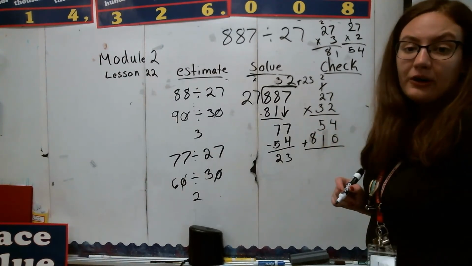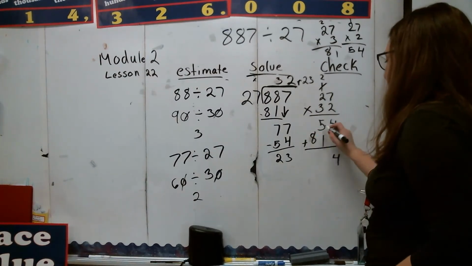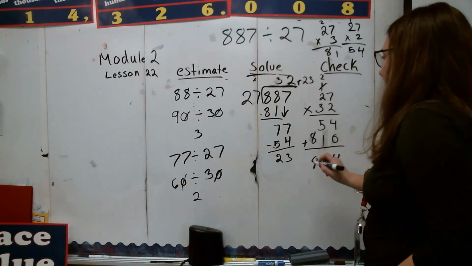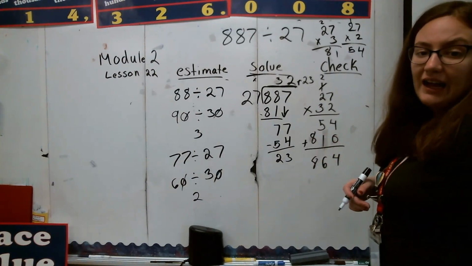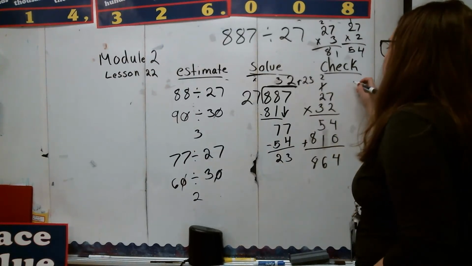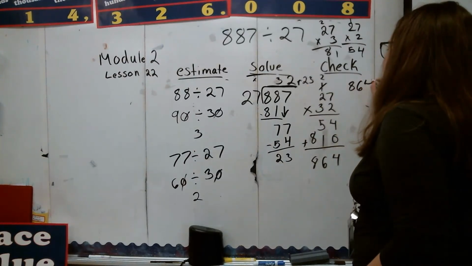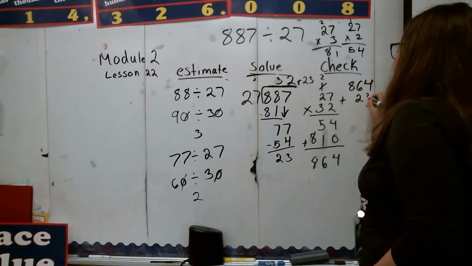So I add up my partial products. 4 plus 0 is 4. 5 plus 1 is 6. And 8 goes right there. So I have 864. Remember, that is not where I stop because I still need to add on my remainder. So I do 864 plus 23.